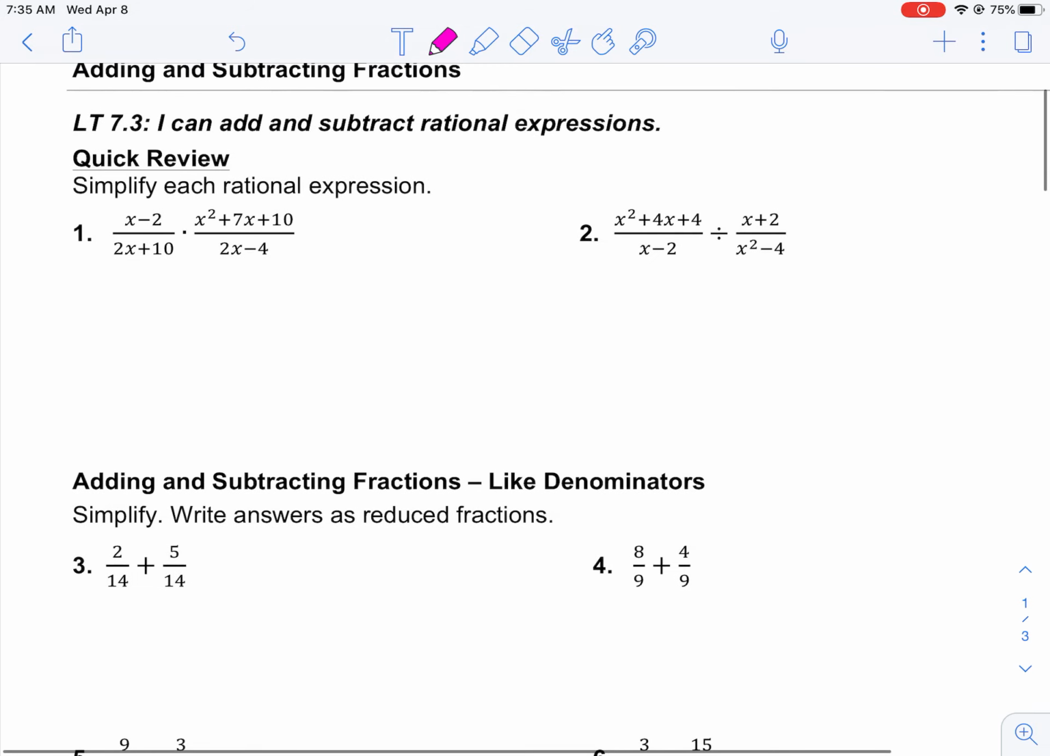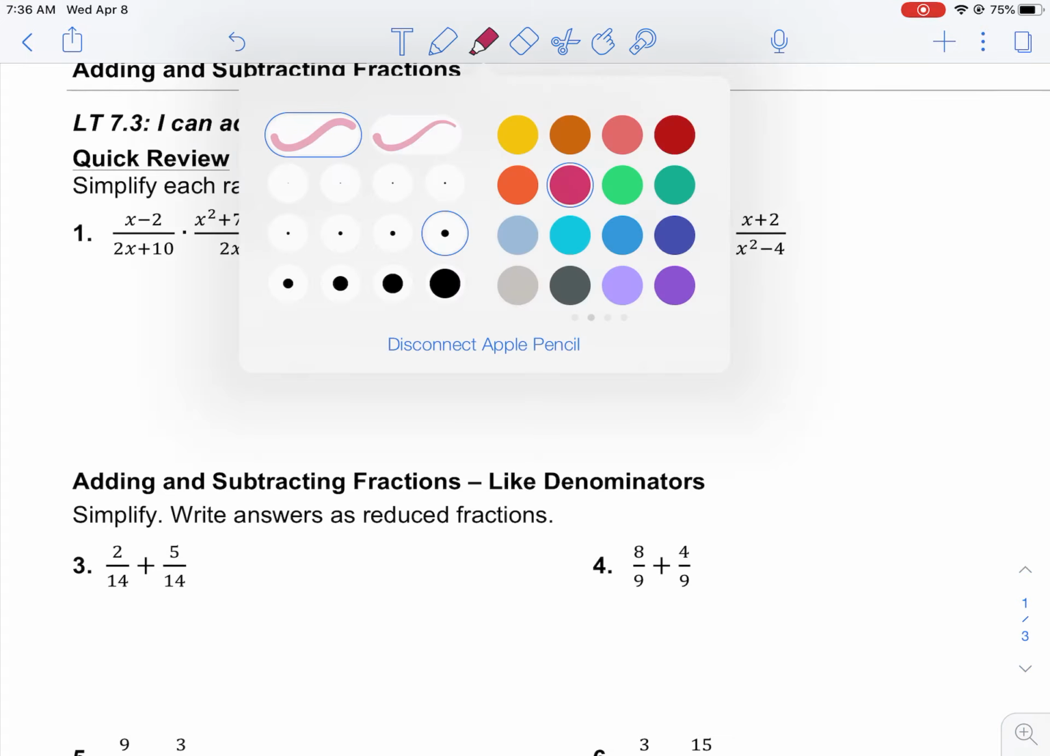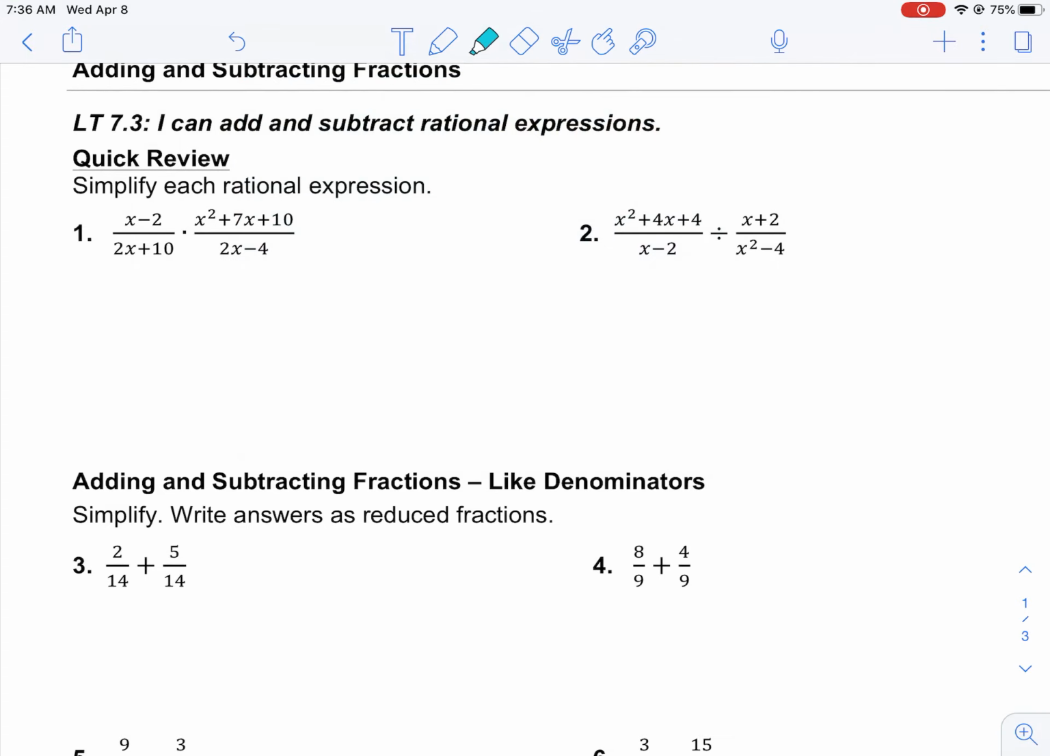So when you're asked to multiply rational expressions, you keep the order the same. All you have to do is factor any numerators or denominators that are factorable, and then you're going to cross out common factors that appear in the top and the bottom. So in this first problem, we can factor the 2x plus 10 by taking out the GCF, and we can factor this x squared plus 7x plus 10. Okay, so that's what we're going to start with.